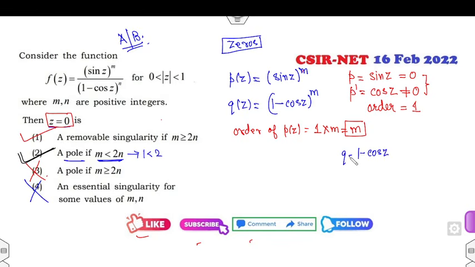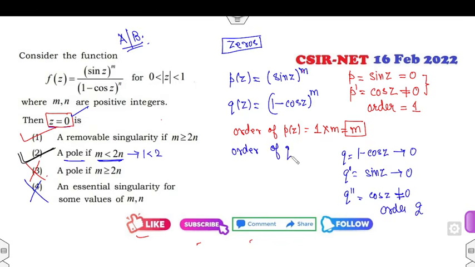Similarly, I can think about the denominator. If I simply take this as q, q dash will be sine z. This value will go to 0 as z approaches 0. This is also 0. Q double dash is cos z, which is non-zero. That means the order is 2. So the order of q is 2 into the power n, that is 2n.